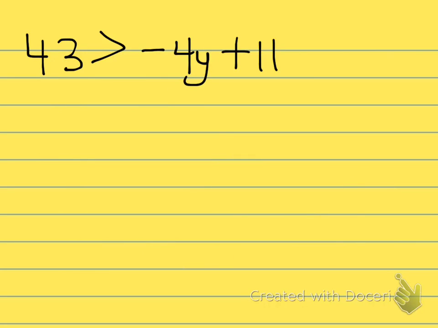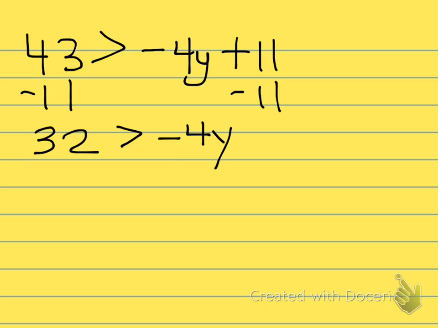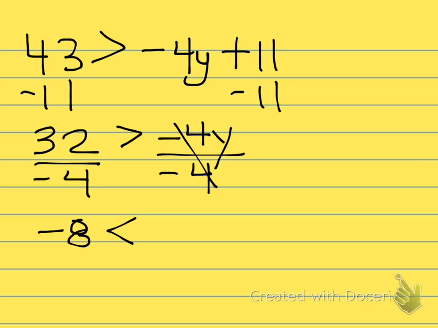Now we're solving for y, so we're going to subtract 11, bring down the symbol. We need to cancel out the negative 4, which means we need to divide to get y by itself. Again, we're dividing by a negative, so I'm going to flip the symbol after that happens, and my final answer reads y is greater than negative 8.